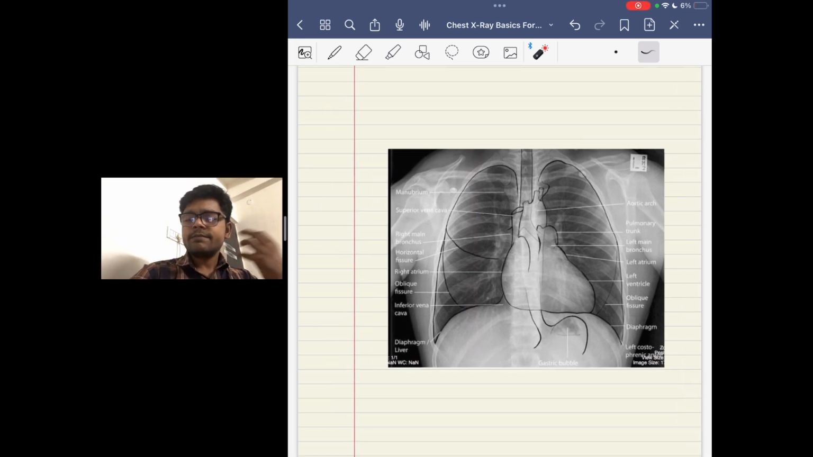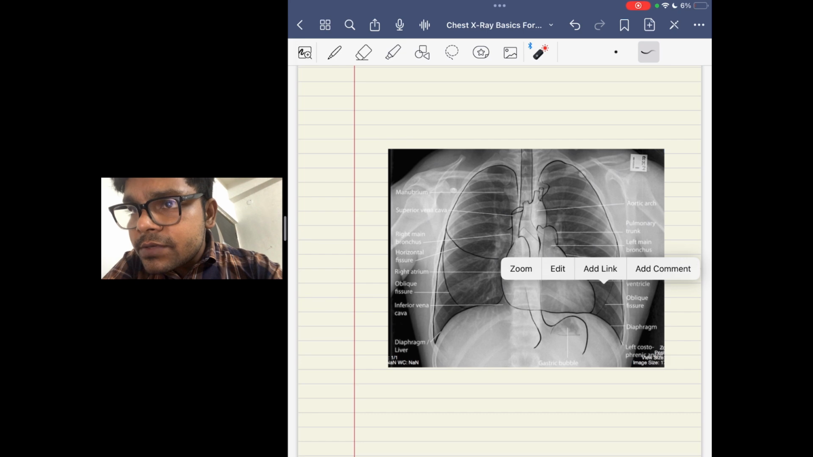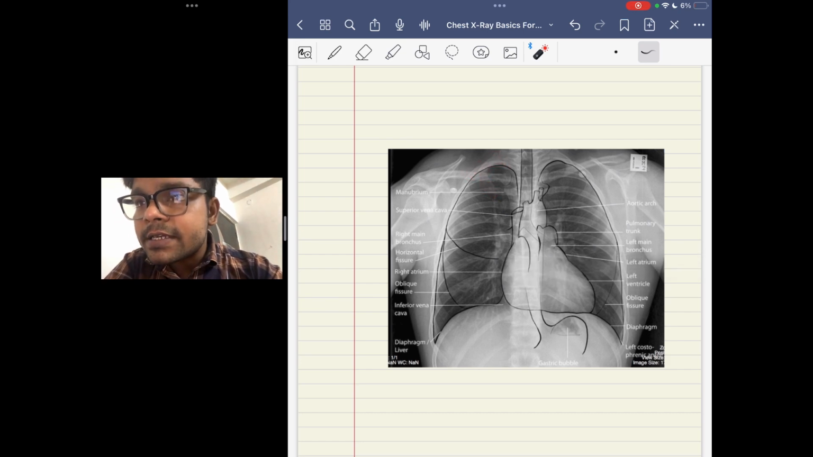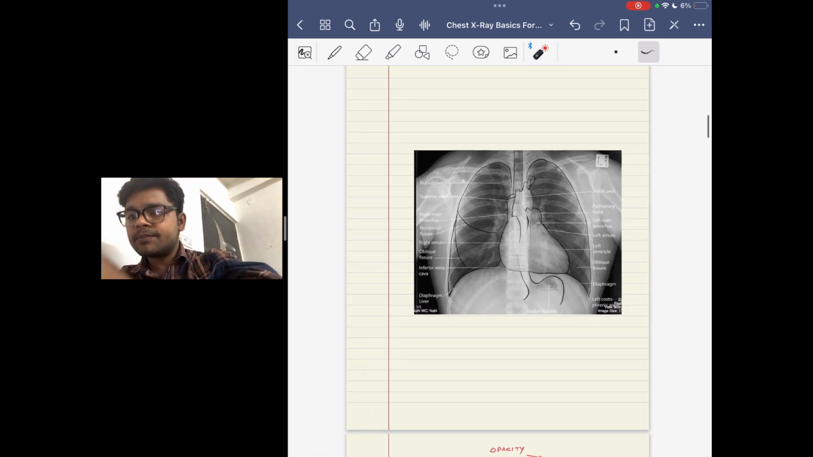And for posterior ribs, it is 8 to 10, and somewhere it is written as 9 to 10, but not less than 7, right? It should be 8 and above. So you see that the posterior part of the ribs, this is rib number 1, first rib. This is second, third, fourth, fifth, sixth, 7, 8, 9, 10. So there are 10 ribs, posterior portion of the ribs. The posterior ribs are 10 in number in a normal PA view.